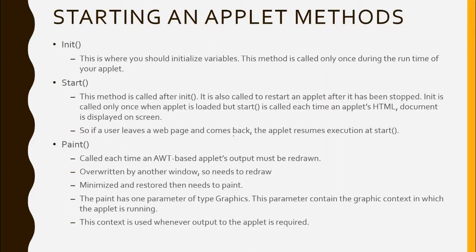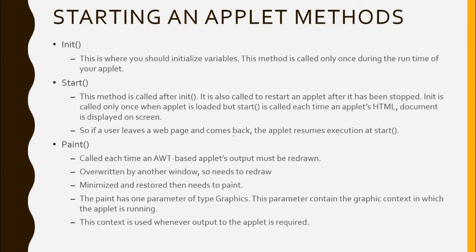Then start. This method is called after init. It is also called to restart an applet after it has been stopped. Init is called only once when an applet is loaded, but start is not. So you should not have such initialization of variables in start. Why? Because you don't want multiple initialization of things. Whatever you did earlier, if you want to show those same values, start should not have it. Init should have it. Start should only initiate the application back.